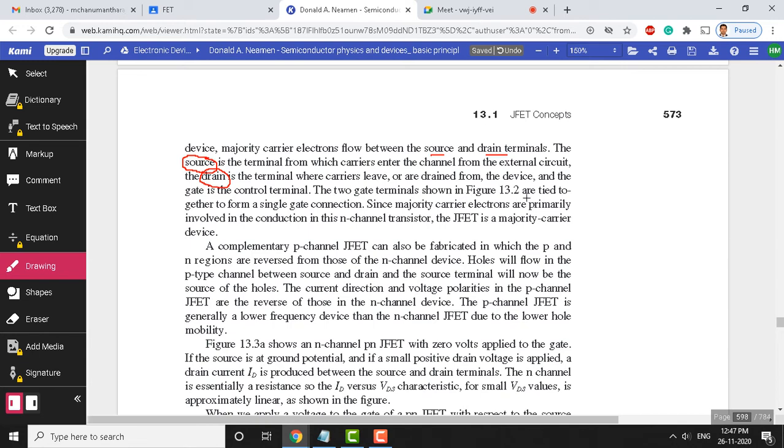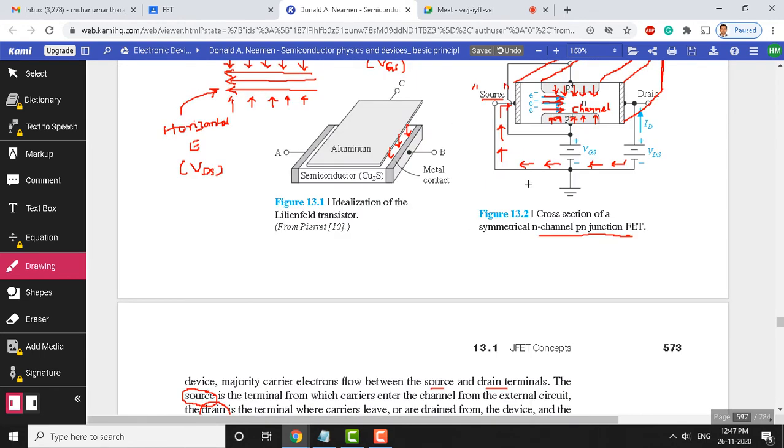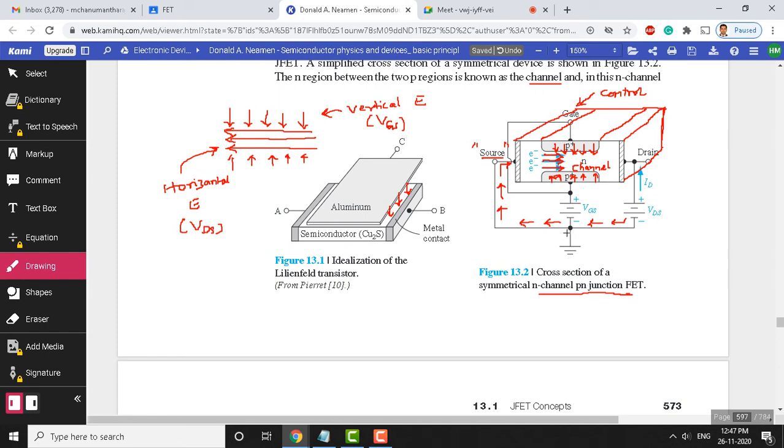The gate terminal: there are two gate terminals here. These two are connected together because having two gates is not good. Can you tell me a reason why it is not good to have two gates? Any idea? I will pose a question to all of you. We have short circuited the two gates together. What happens if I maintain two gates, let us say gate 1 and gate 2?